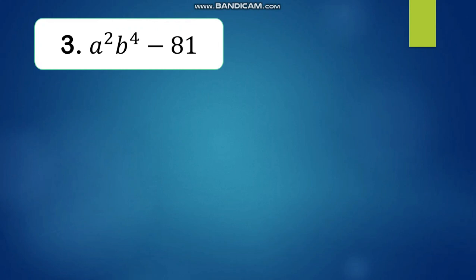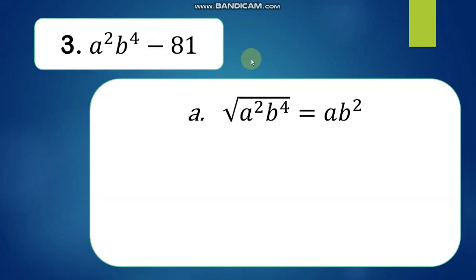Next, we have example number 3. A squared b to the power of 4 minus 81. So, let's begin. The square root of a squared b to the power of 4 is ab squared, because ab squared times ab squared is a squared b to the power of 4. Next, the square root of 81 is 9, because 9 times 9 is 81.